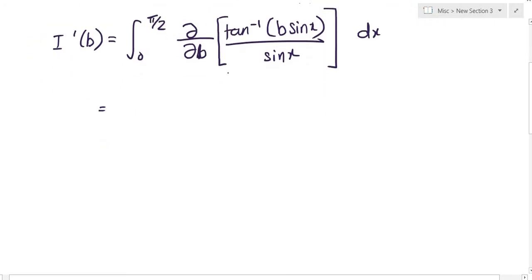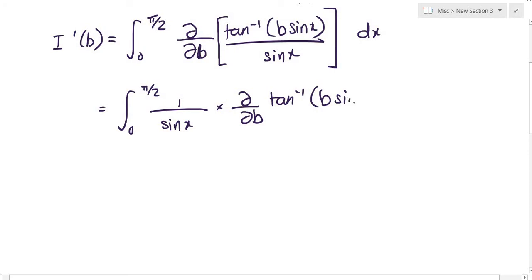So we need to distinguish what we're taking a derivative with respect to. Now all the x terms are basically constants in the b world, so we can just take them out of the derivative operator. Sorry, pi over 2, not pi over 4. So we have our integral from 0 to pi over 2 of 1 over sine x, because x is a constant within the b world, and then the partial derivative of the inverse tangent of b times the sine of x.